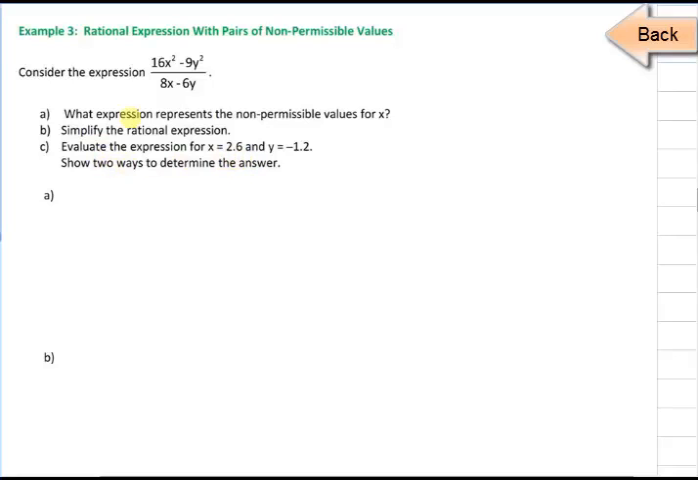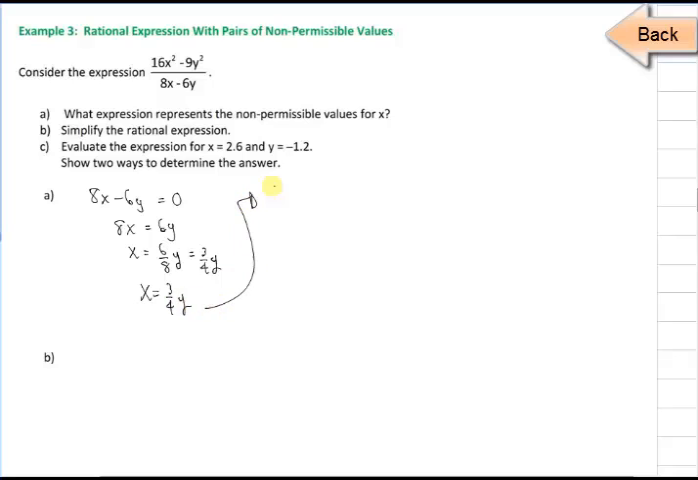So for A, what expression represents the non-permissible values for x? That means we want to take this denominator and make it equal to 0, because we want to find out what expression would represent the non-permissible values for x. So isolate for x, and you will get 6 over 8y, which you can reduce to 3 over 4y. So that means that x equals 3 over 4y.